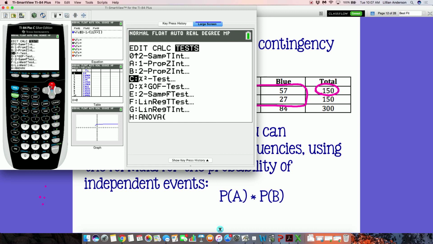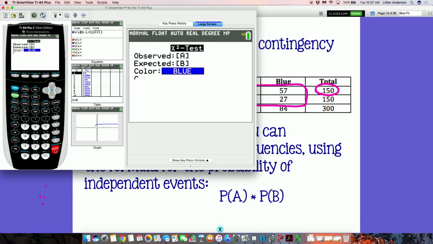Go down where it's set to C. Is it x squared? Okay. Now when you click enter, everybody should have the screen. Doesn't matter what calculator you have. The color doesn't matter. Clearly, mine's a more updated one, but yours should at least say observed A, expected B, and calculate. Where do we go from stat? Okay. Over to test, and then you go to option C.